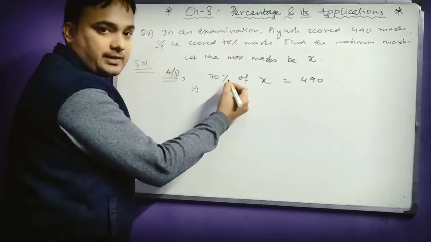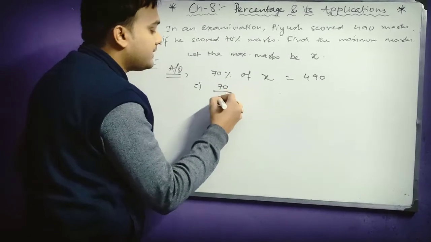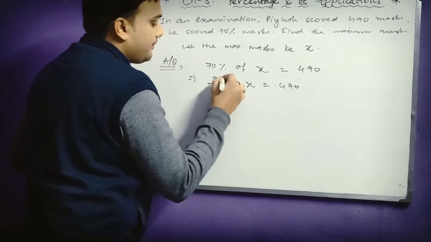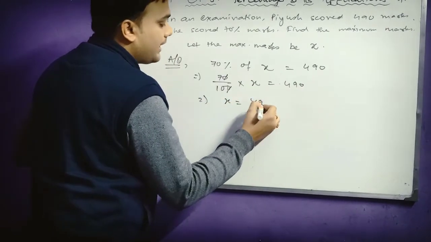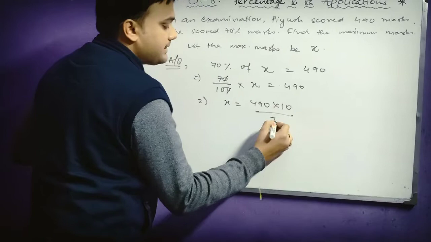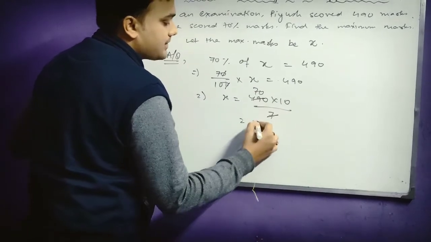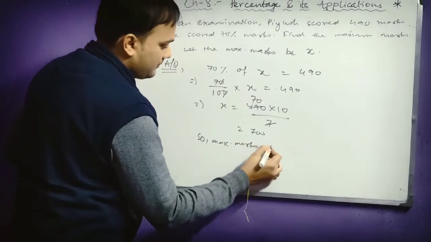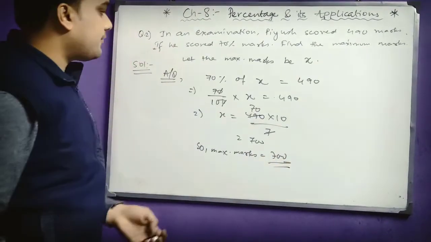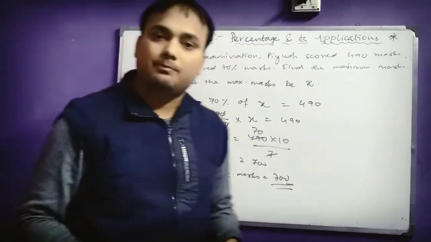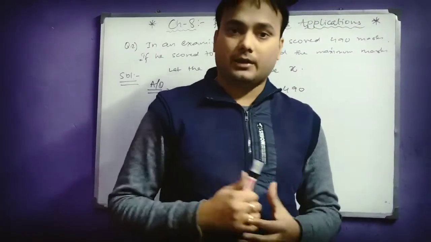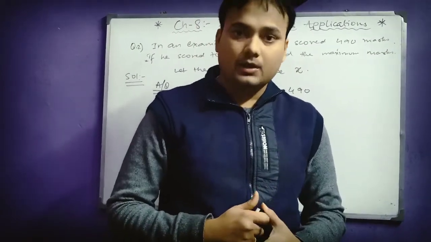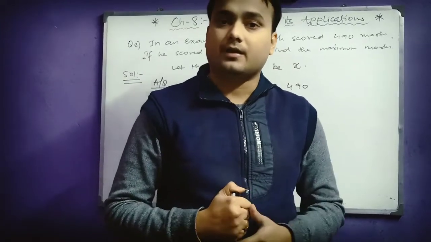Now we have to remove this percentage sign. As I said, if we have to remove the percentage sign, you have to divide by 100, then into x equals 490. Okay, so this will give you x equals 490 into 10 by 7. So 7 into 70, the maximum marks is 700. So this is our final answer. So students, sometimes you have to take the help of a variable also in order to form the equation, and after forming the equation you can solve that equation to get the value of x. So this is also very important for finding the percentage.